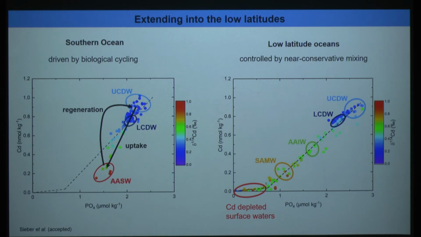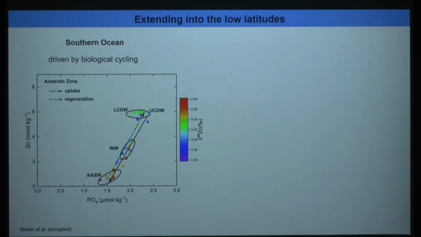So again, I'm going to jump over to zinc now, and it'll be relatively quick, and it's very similar again. So this is what we had in the Southern Ocean. Again, nice correlation between zinc and phosphate. So very shallow cycling.